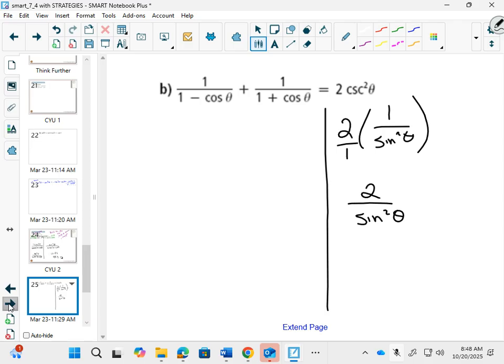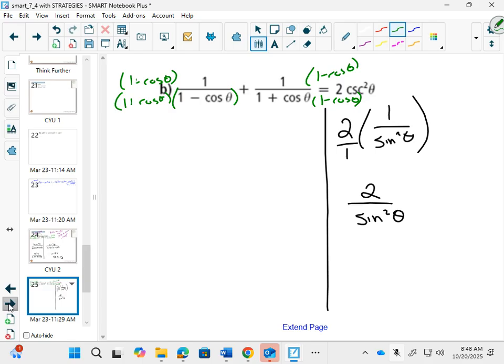My left side is not a single fraction. So how do I put two fractions together? You add fractions by getting a common denominator. So here, I'm going to need to, this one is missing the 1 plus cos theta. So I multiply top and bottom by 1 plus cos theta. And this one is missing the 1 minus cos theta.